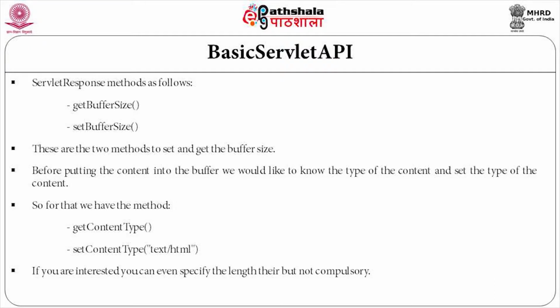What else do we want? When we are putting some content into the buffer, before we start, it would be a good idea to tell the container what kind of content I am putting there. It is a MIME type. So, we even have a method to get and set the type of content which is being put. We have methods like get content type and set content type.